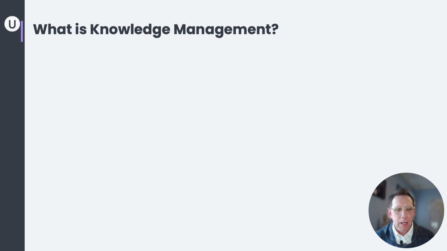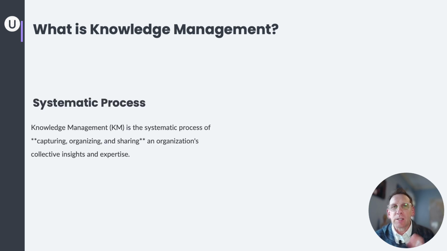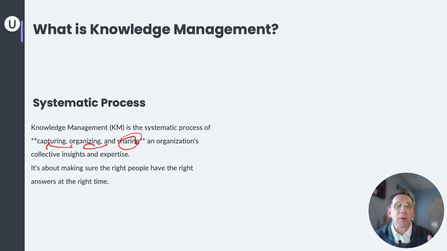So knowledge management is a systematic process. It is the process of capturing, organizing, and sharing of an organization's collective insights, their experience and expertise. It's about making sure that the right people have the right answers at the right time. Right people, right answers at the right times. Three R's, I guess you could say.